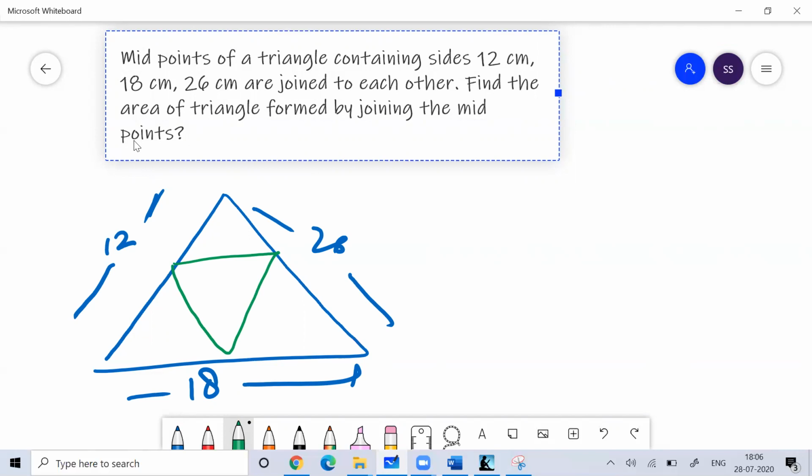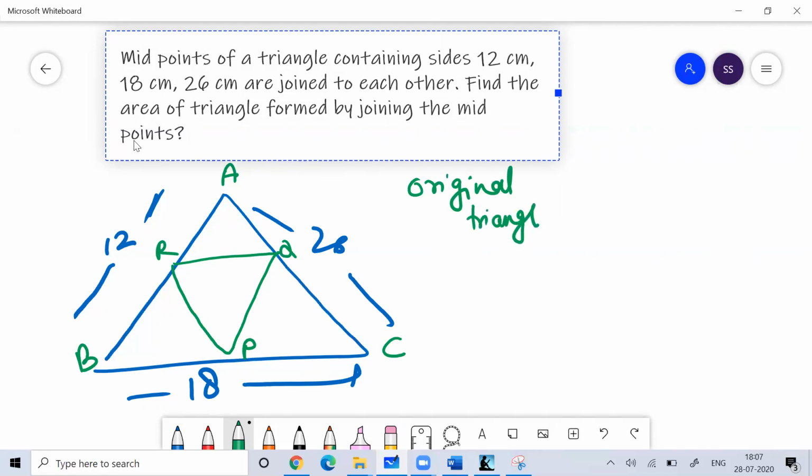So suppose this is A, B, C, and suppose this is P, Q, R. Now when you join the midpoints of the triangle to create the new triangle, the original triangle is divided into 4 equal triangles. I hope you can understand.